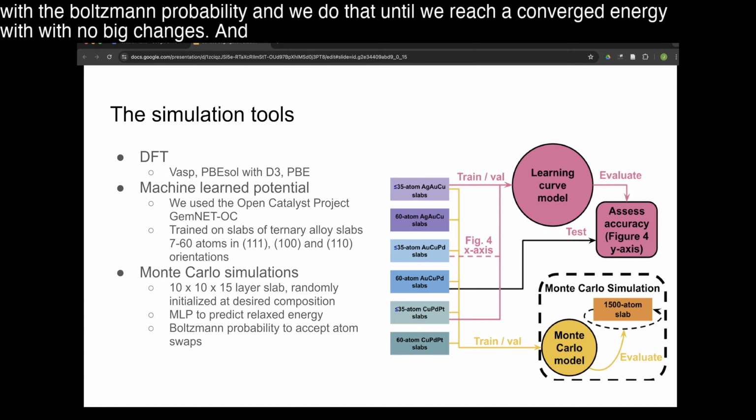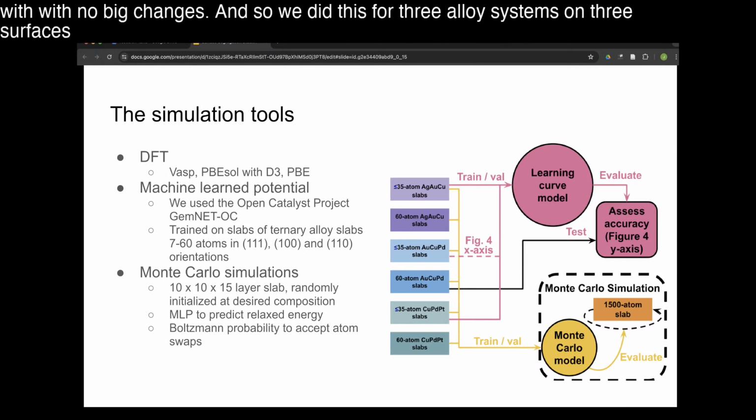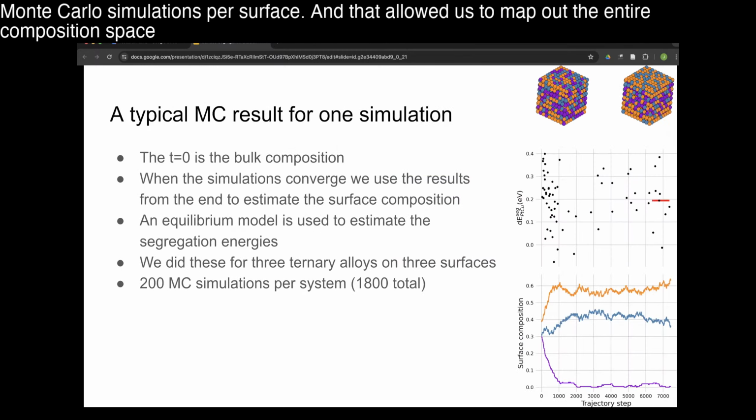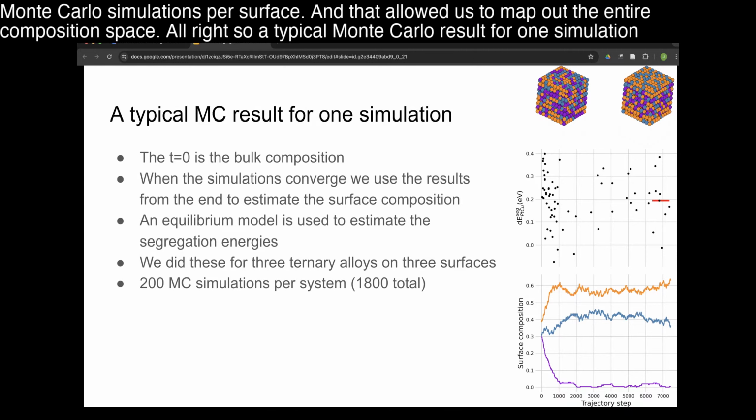And so we did this for 3 alloy systems on 3 surfaces, and we did 200 Monte Carlo simulations per surface, and that allowed us to map out the entire composition space. All right, so a typical Monte Carlo result for one simulation might look like this.